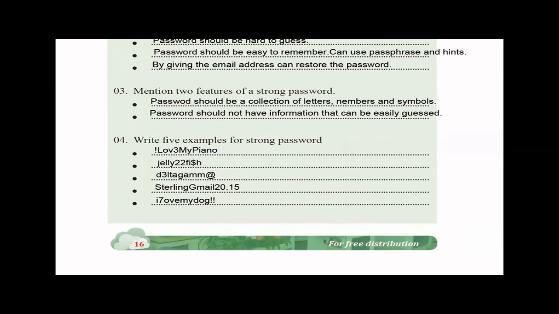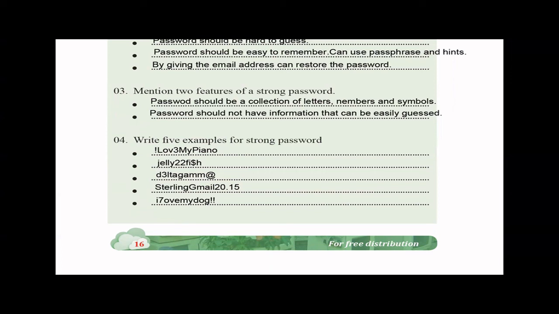Write 5 examples of strong passwords. Now here I have given some examples. Don't copy this, right? You understand what I have written, right? So see here, I love my piano. That's the pass phrase, but they have used different symbols, right? And capitals, simples, numbers, 8 characters. So that's a strong password. See, if you just have jellyfish, it's not a good password. It's not strong. Anybody can guess.